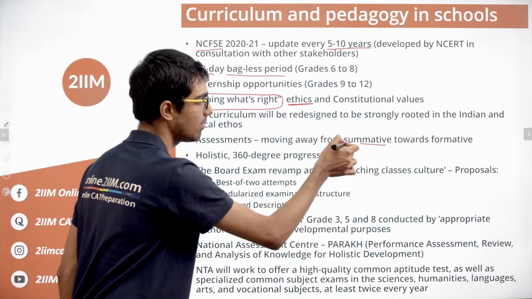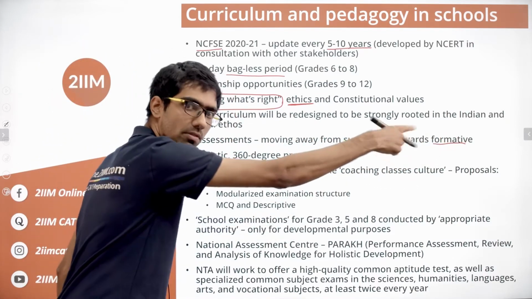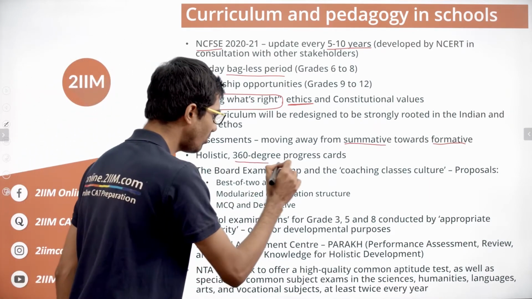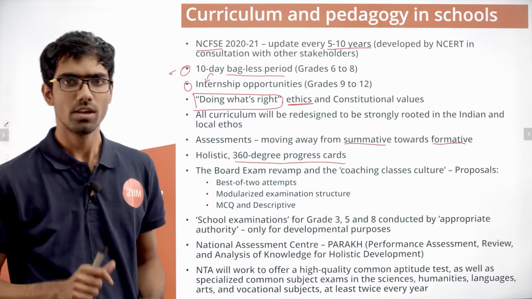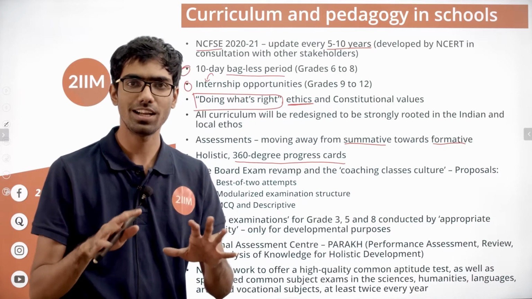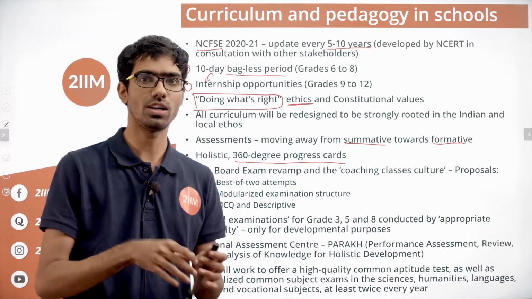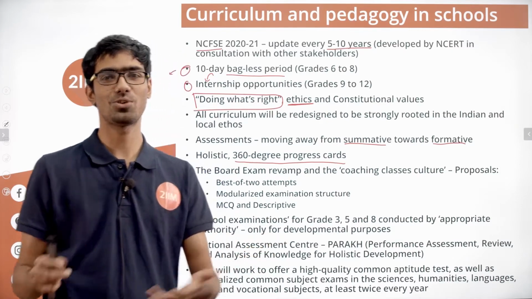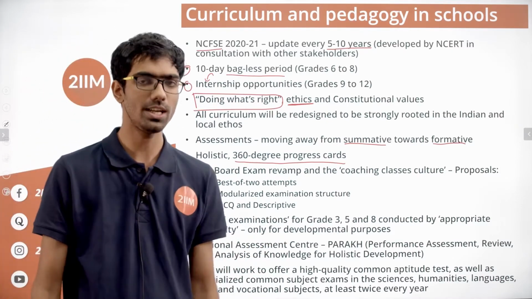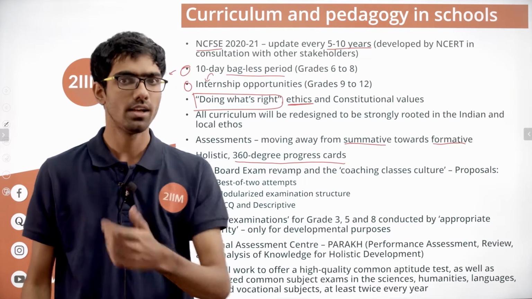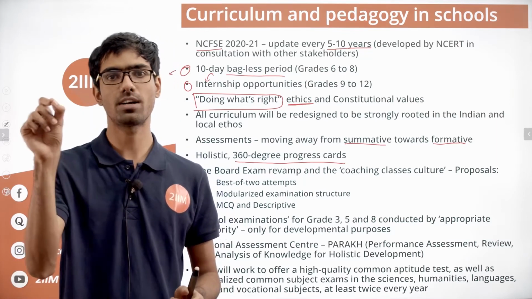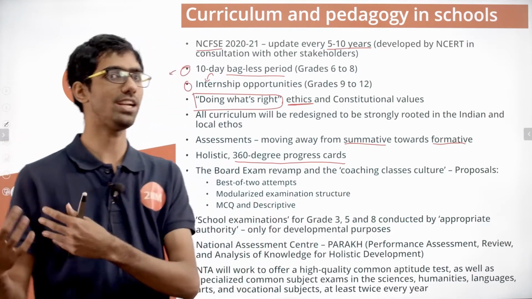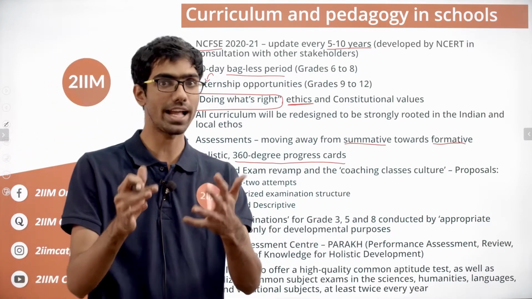Assessments, moving from summative towards formative. We saw the difference between summative and formative earlier. Holistic 360-degree progress card. What are these 360-degree progress cards? We have seen in enough detail what a progress card is. We know what it is: English, Tamil, math, science, social, humanities, arts, whatever language we study. There will be a marker, there's going to be a grade, and then there will be a red mark which says you've failed, and a green mark that says you've passed or scored 90, and a different color for your rank or whatever.